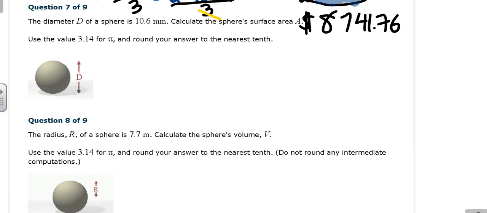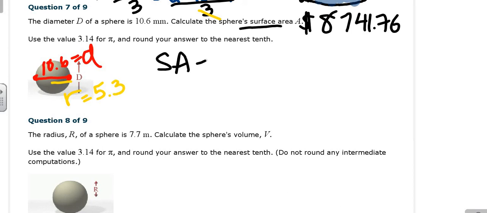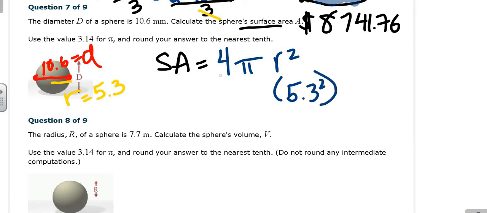Said the diameter of the sphere, 10.6 equals diameter. Instantly find the radius. Our radius is going to be 5.3. We're going to find surface area. Said round your answer to the nearest tenth.